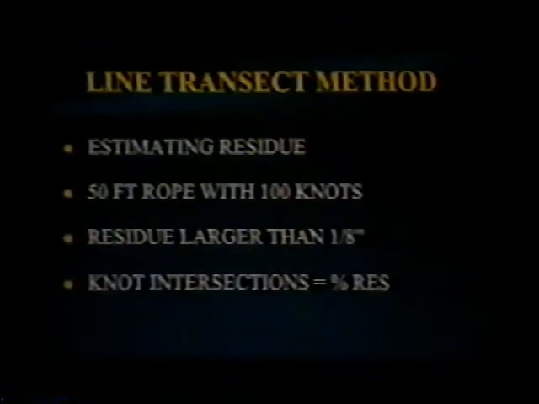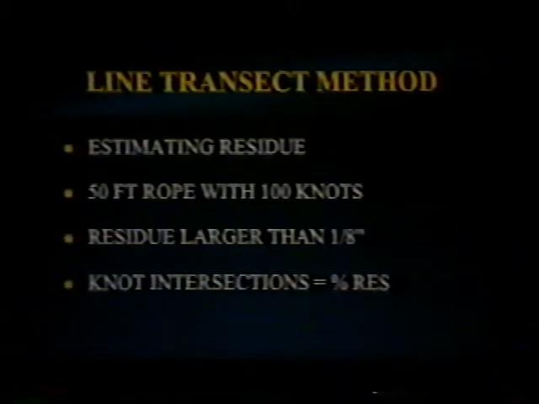Soil erosion rate. Now here's a very innovative method that's used, and the math has already been worked out on this so that you can do the calculation on your own on the CCA exam. The line transect method. Sounds kind of high-tech, doesn't it? Well, it's a rope with knots in it. And you go out and estimate the amount of residue by casting this rope across the field and going back and counting the number of intersections that are made with residue, knots and residue.